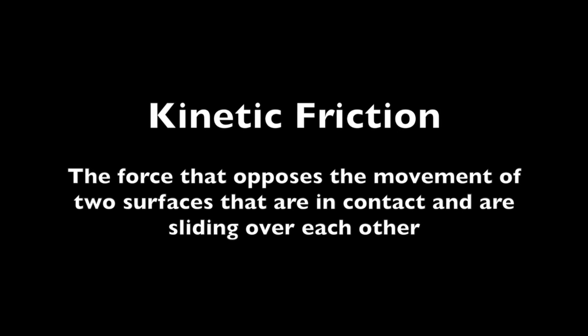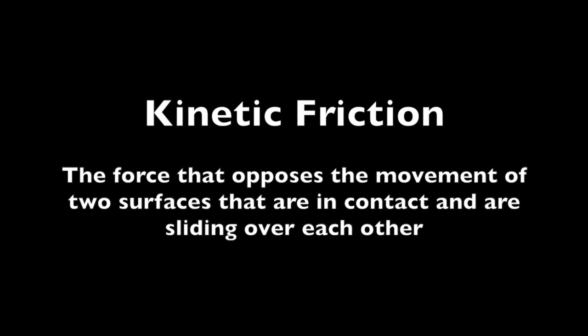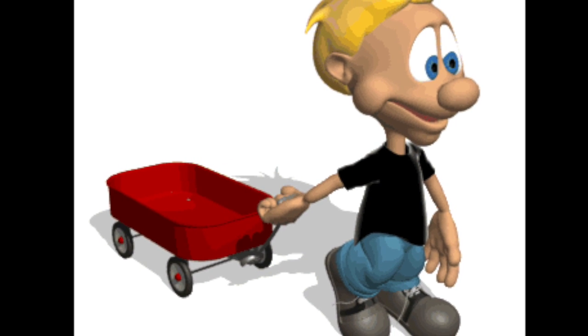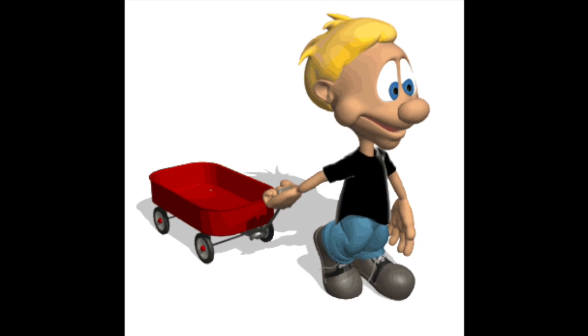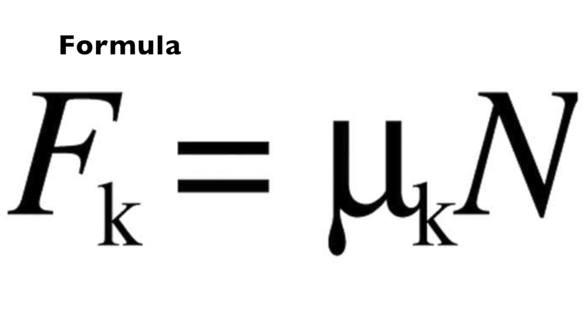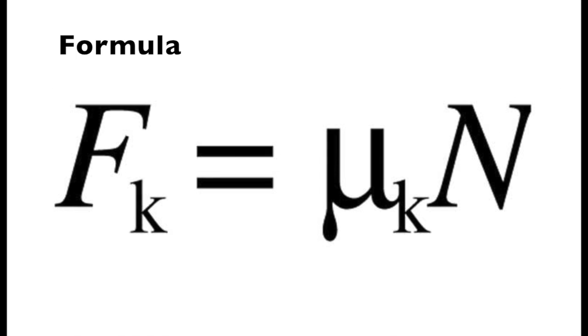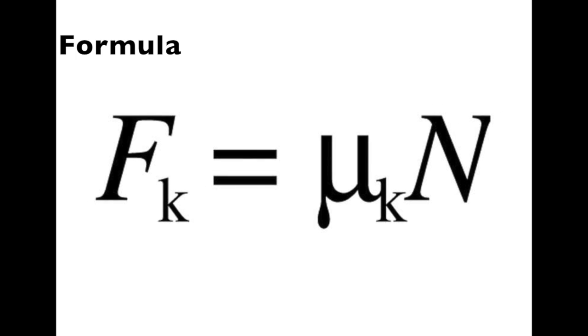Kinetic friction is the force that opposes the movement of two surfaces that are in contact and are sliding over each other. The formula for kinetic friction is kinetic friction equals mu k, which is the coefficient of kinetic friction, times the normal force.